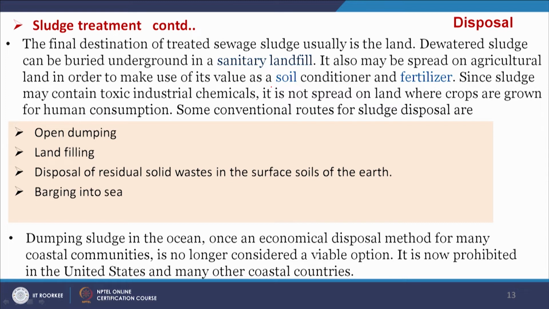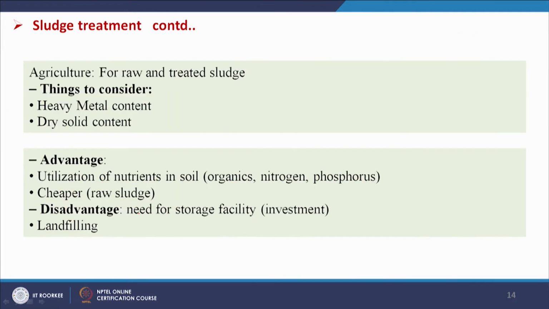and fertilizer. Since sludge may contain toxic industrial chemicals, it is not sprayed on land where crops are grown for human consumption. Some conventional routes for sludge disposal are open dumping, landfilling, disposal of residual solid waste in surface soils of the earth, and barging into the sea. Dumping sludge in the ocean, once an economical disposal method for many coastal communities, is no longer considered a viable option. It is now prohibited in the US and many other coastal countries. Feeding to hogs is also one option, but that is not that important.